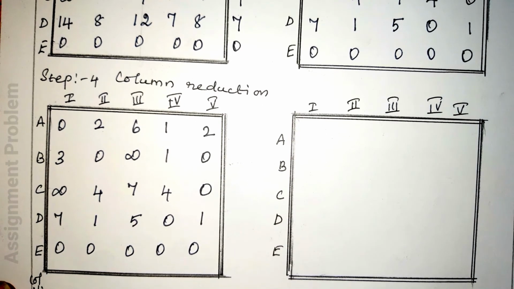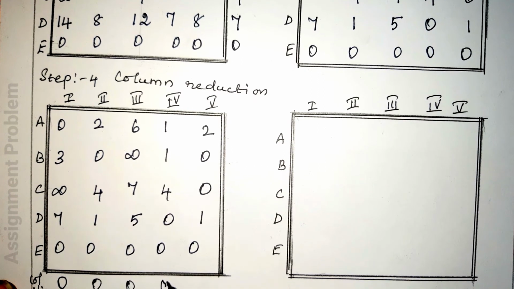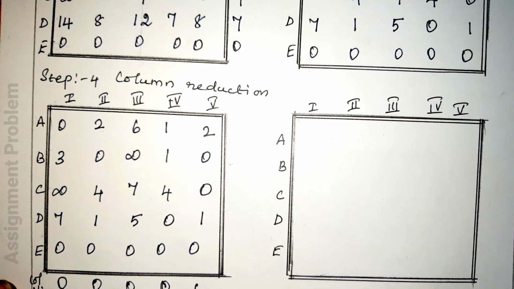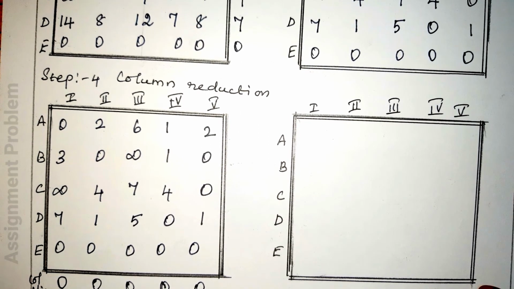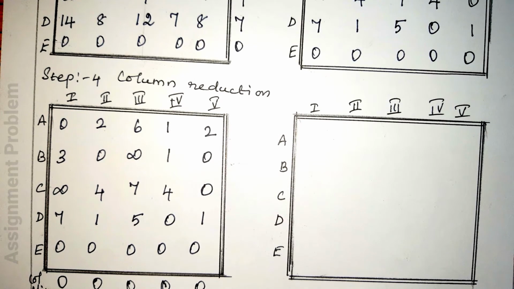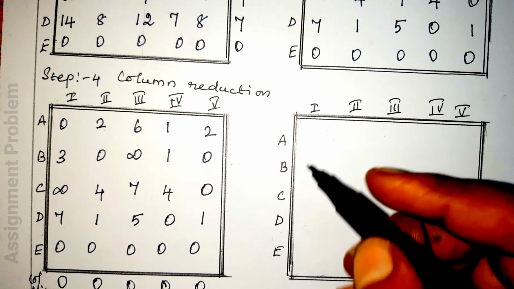The first column least number is 0. Second column least number is 0. Third column least number is 0. Fourth column least number is 0. Fifth column least number is 0. All the columns contain 0, so you will get the same matrix.